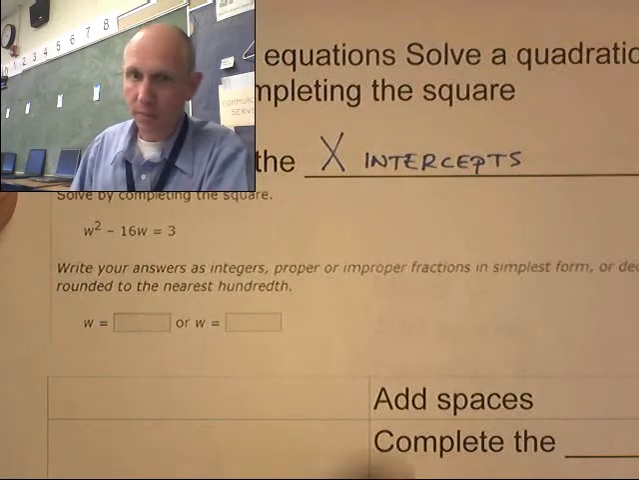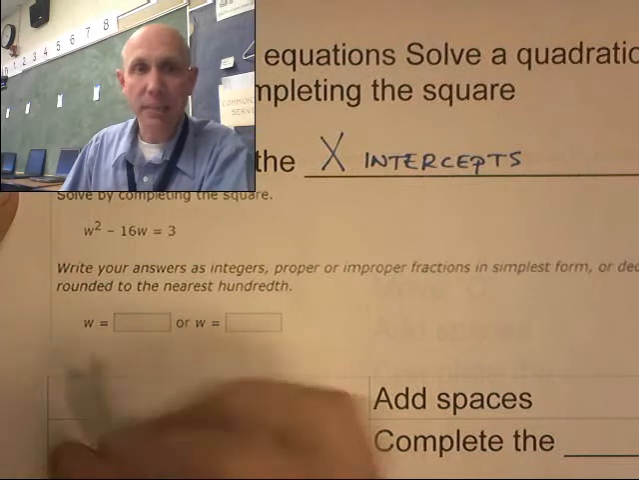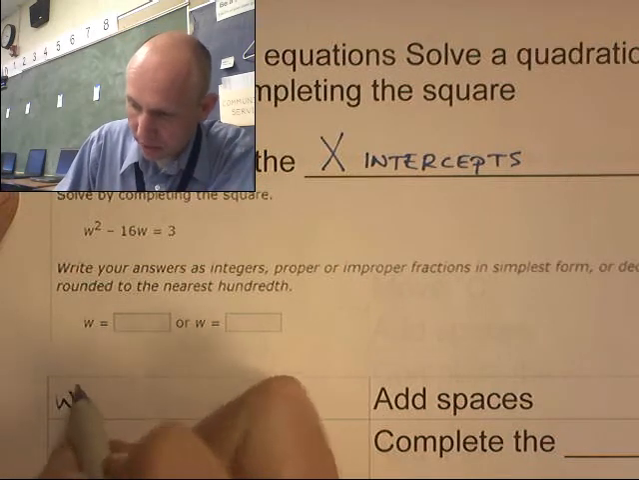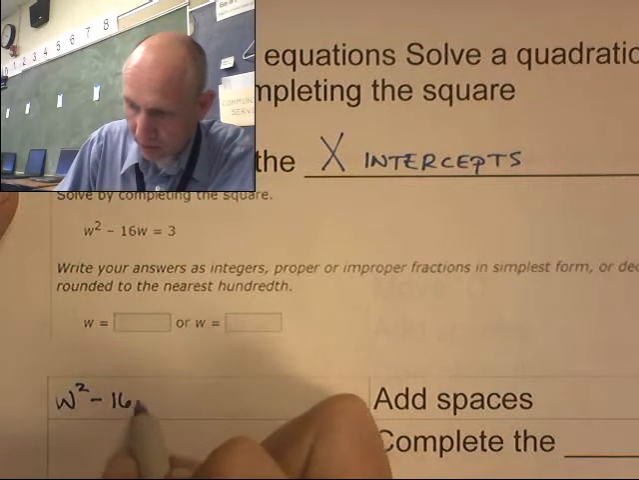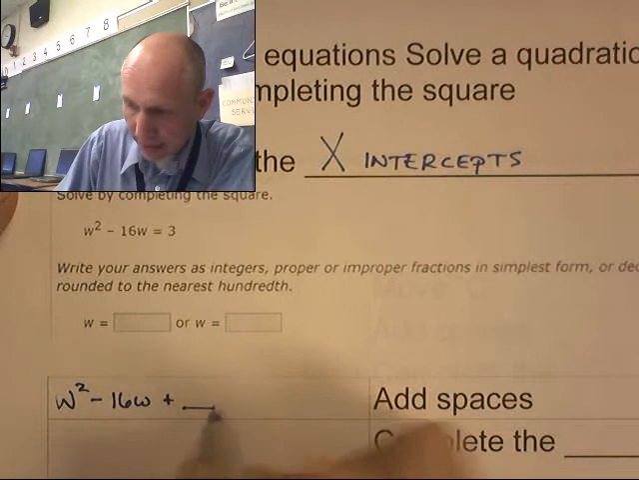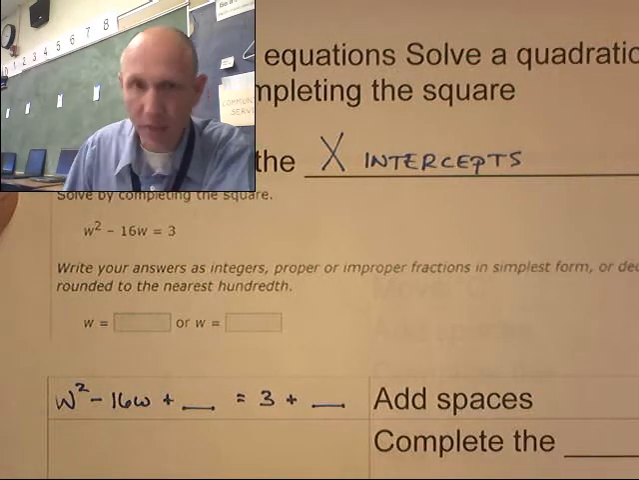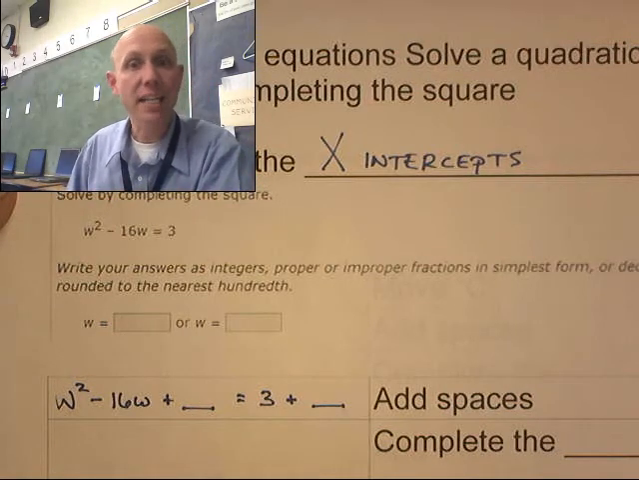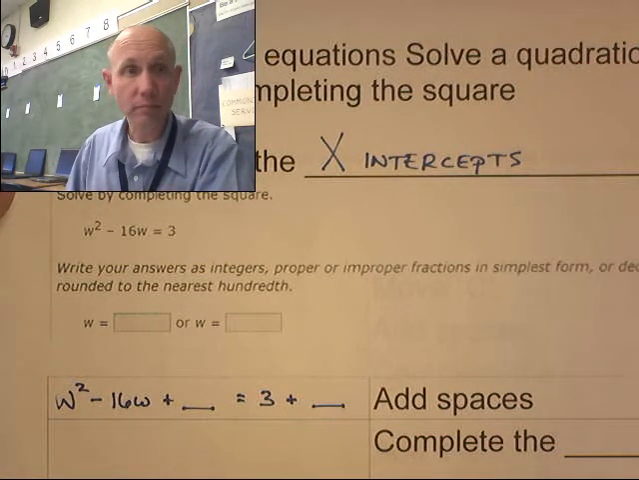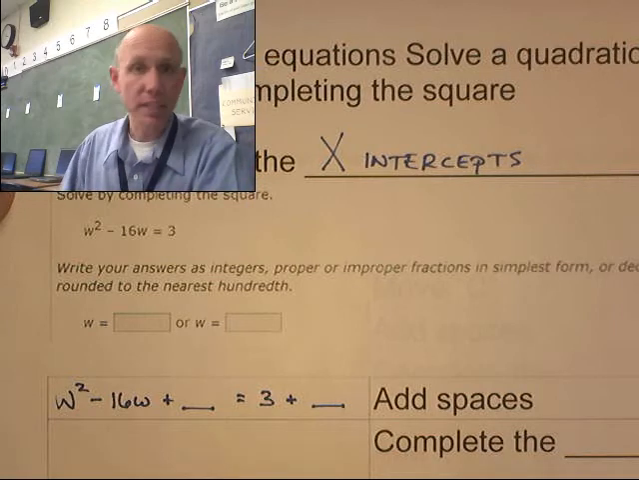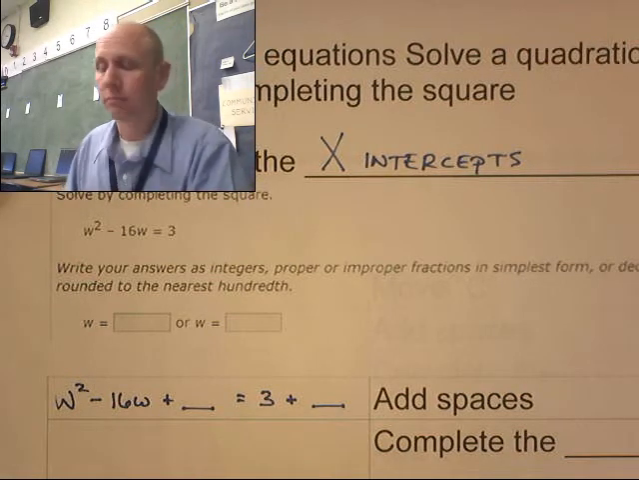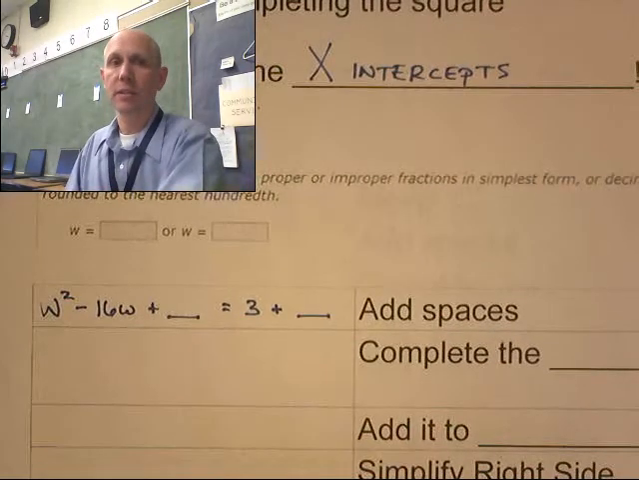What I'm going to do first is add spaces to this. W squared minus 16w plus space equals 3 plus space. I added spaces to it. My first step, adding spaces. So far, so good.